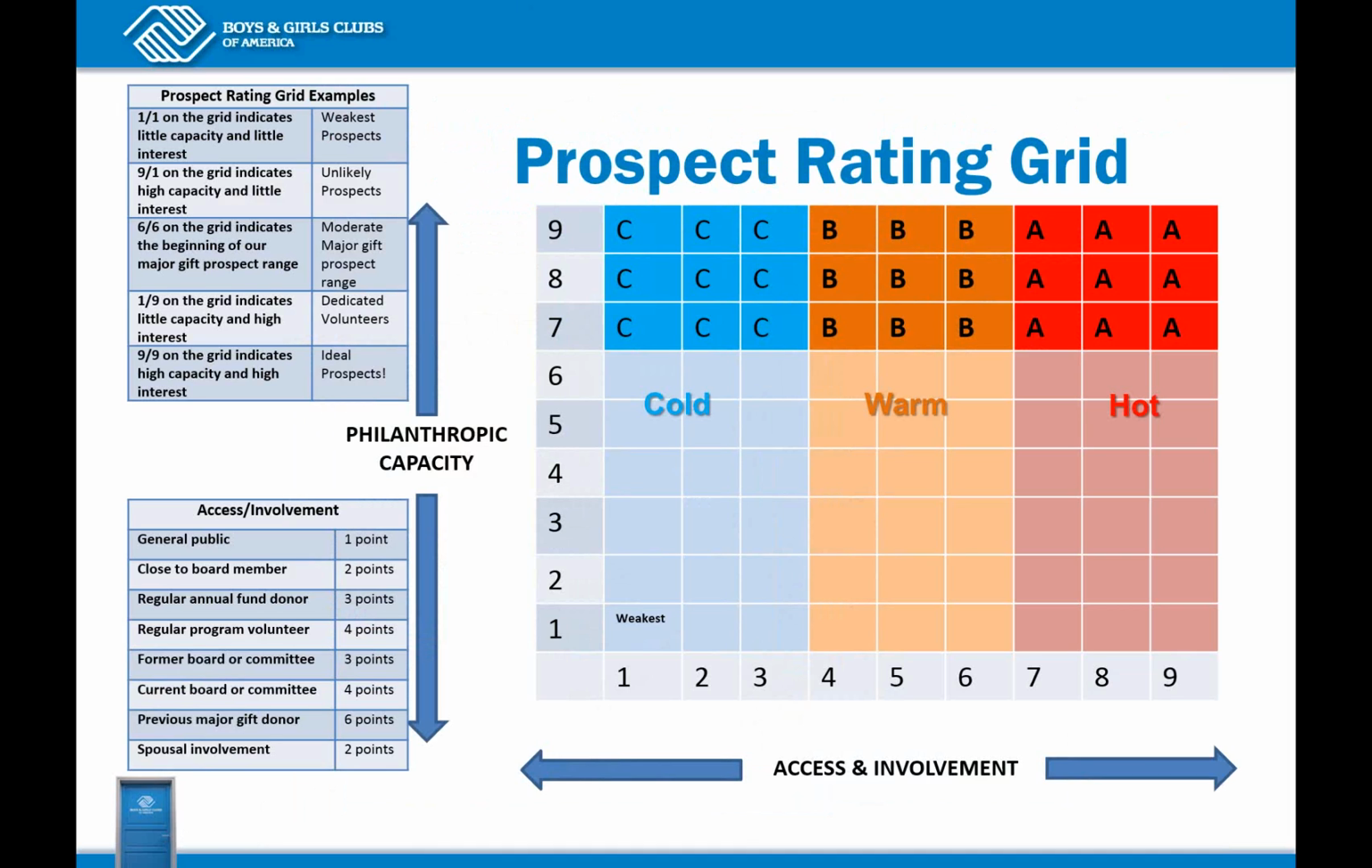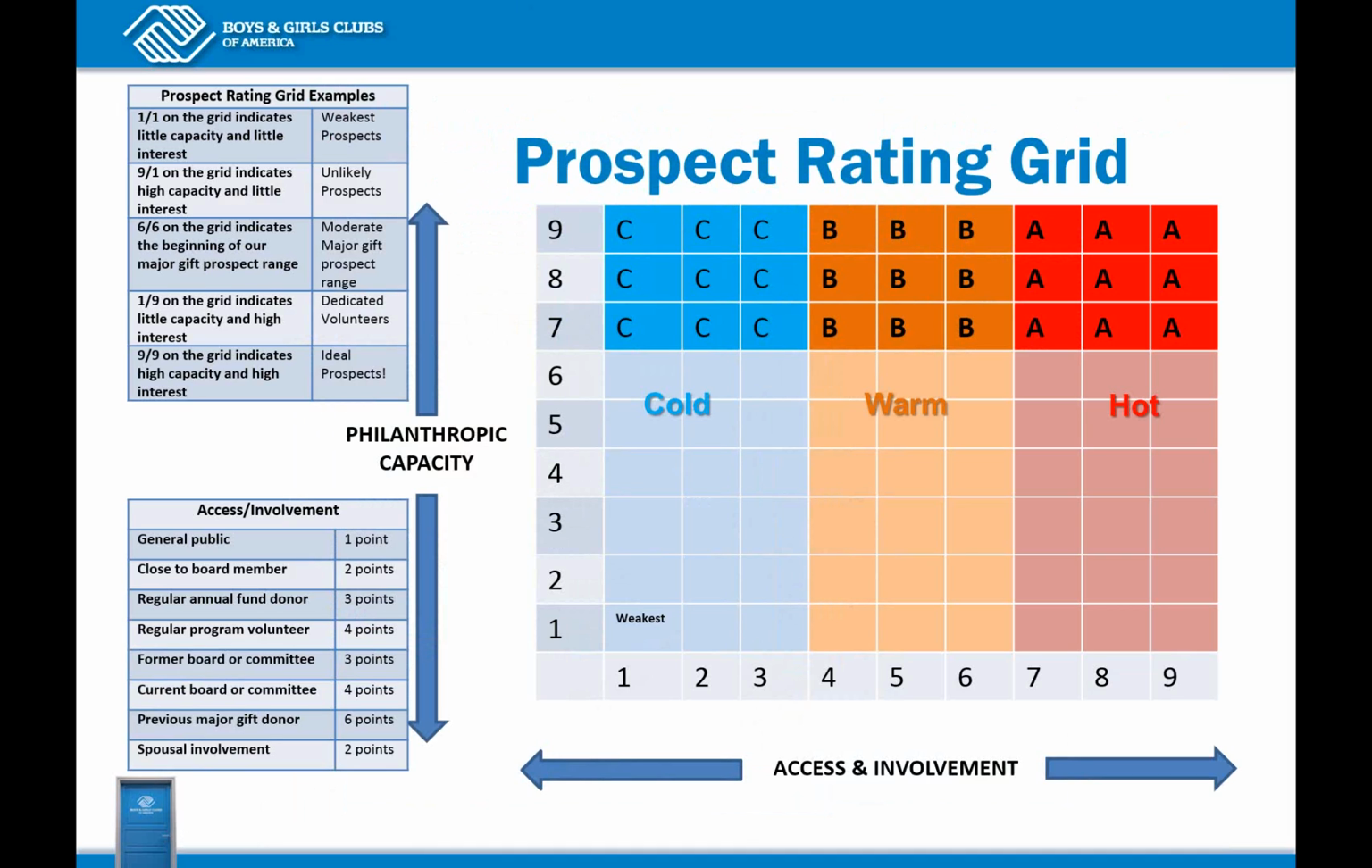So this shows that donors sort of can be measured on two different axes. The vertical axis is philanthropic capacity. So this is how much money does this person have to give away, and how philanthropic are they? So the richest person in town is irrelevant if they never give any of their money away to nonprofits. Then across the bottom is access and involvement to the club. I have a colleague who calls this club love.